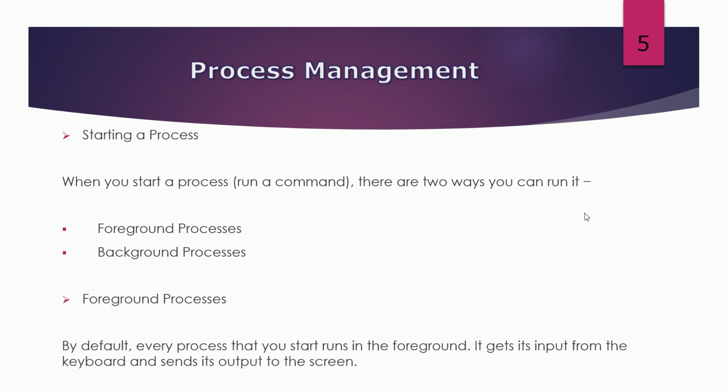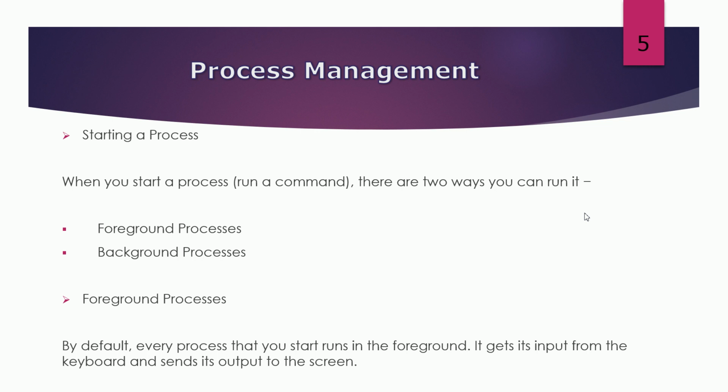So, foreground process. By default, every process that you start runs in the foreground. It means that whenever you type any command, you are working on a Linux box, you have got some terminal and you have simply typed the ls command and you got some output. So this is called a foreground process. It gets its input from the keyboard and sends its output to the screen. If you're getting an output on the screen, that would be your foreground process.